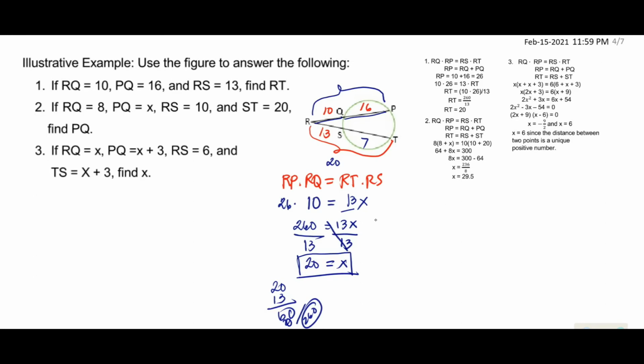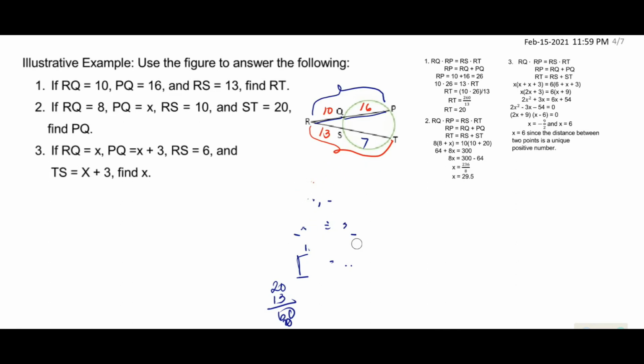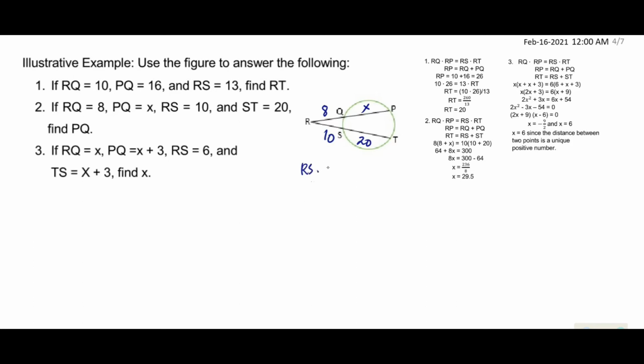Sa number 2, ayan, so, ano yun natin? Erase natin to. Let's have number 2. Same figure kasi. So, kailangan mag-erase. So, for number 2, what's given to you is, if RQ is 8 and PQ is X, RS is 10 and ST is 20, find PQ. So, parang ganun lang din kanina. This is RS times RT equals RQ times RP.